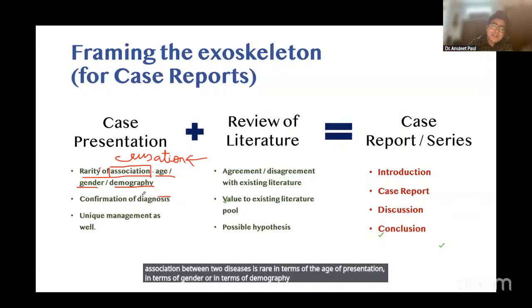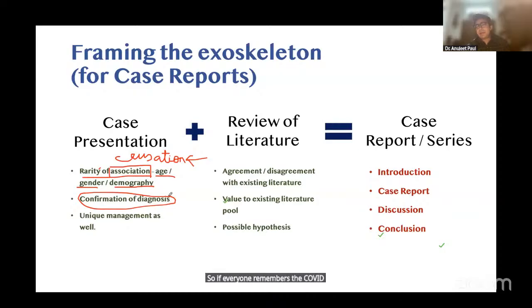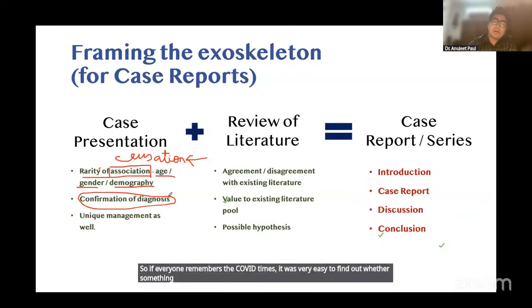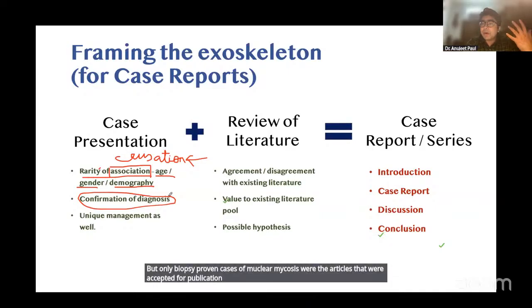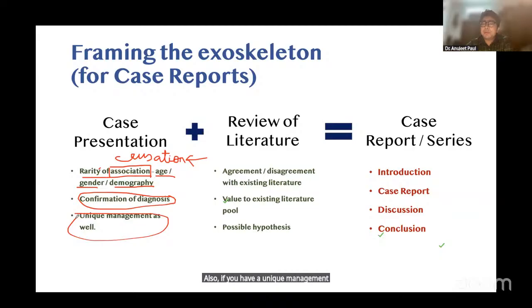It is very, very important to have the correct confirmation of diagnosis before you think about something like this. So if everyone remembers the COVID times, it was very easy to find out whether something was COVID positive, or when mucormycosis was the talk of the town. But only biopsy proven cases of mucormycosis were the articles that were accepted for publication, and not just cases in which people clinically observe black fungus. Also, if you have a unique management as well, that would help you in your case presentation.